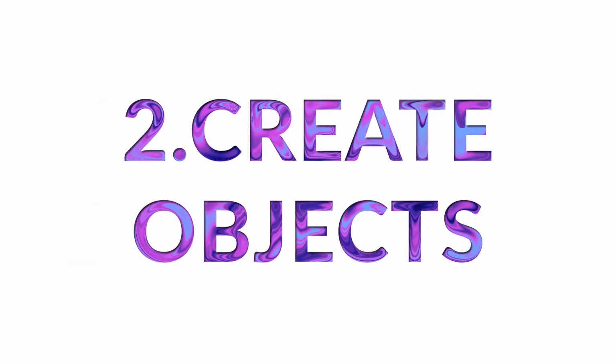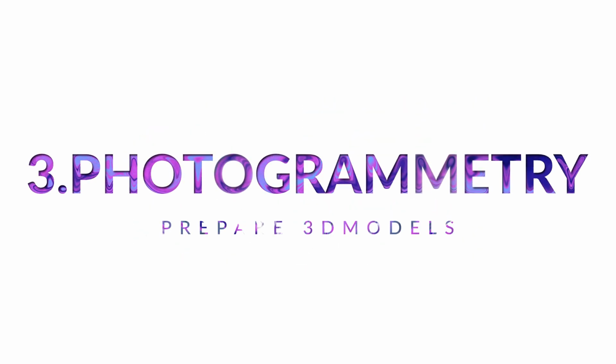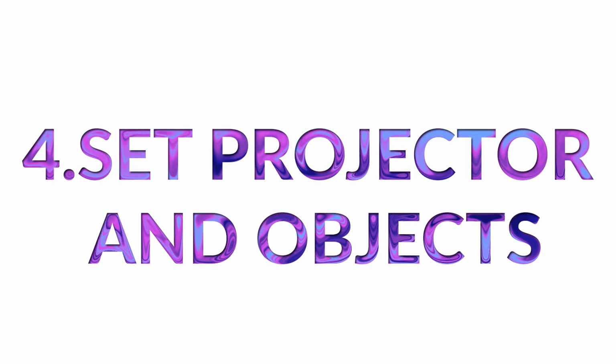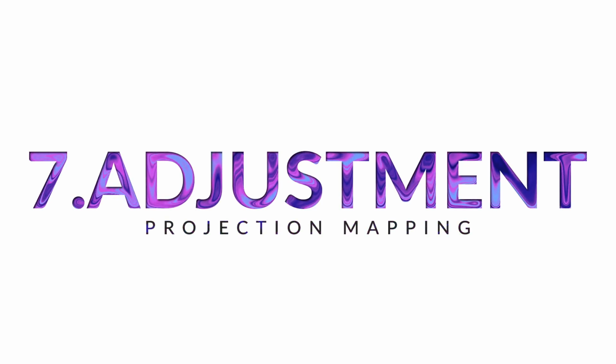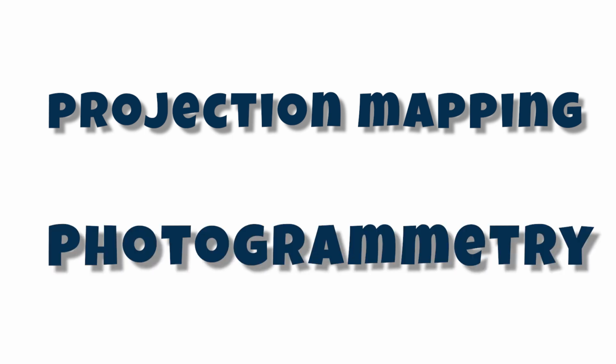Second, prepare or create objects that are projected. Third, prepare the 3D models of them. This time it's photogrammetry. Fourth, set the projector and objects. Fifth, creating textures. Sixth, projection. Last step, adjustment. So you can get not only projection mapping, but also photogrammetry. That is useful, huh? And the whole thing is not difficult. This video is for beginners.